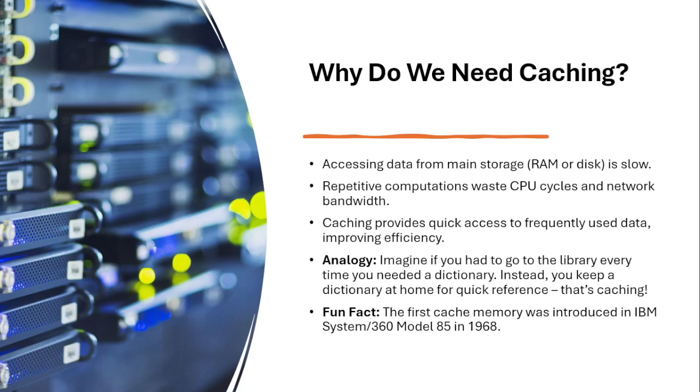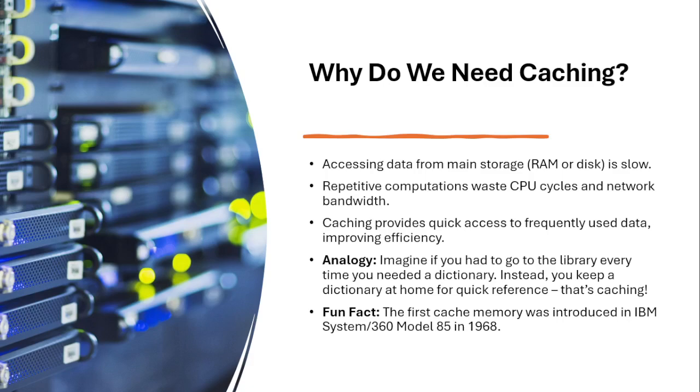Another issue is repetitive computation. Imagine your computer recalculating the same thing over and over again. That's a waste of CPU power. The same applies to network bandwidth. Websites, for example, often download the same images and scripts every time you visit, which wastes bandwidth. Caching solves this by storing frequently used data for quick access.